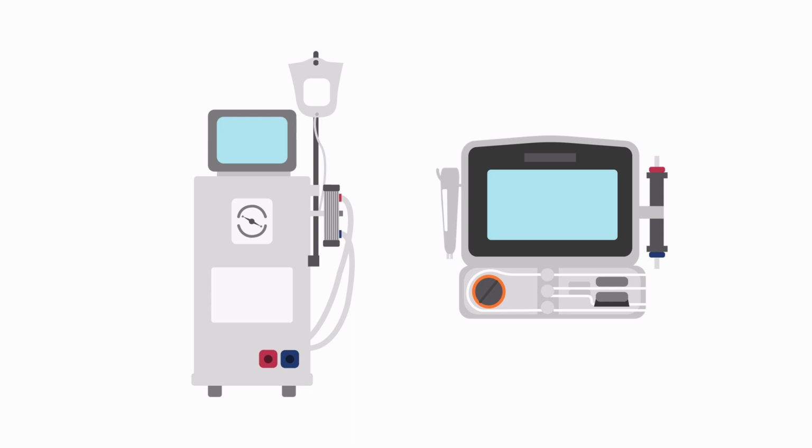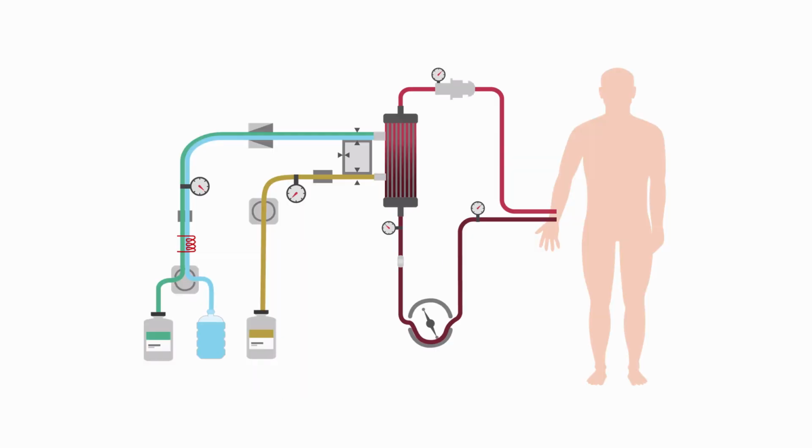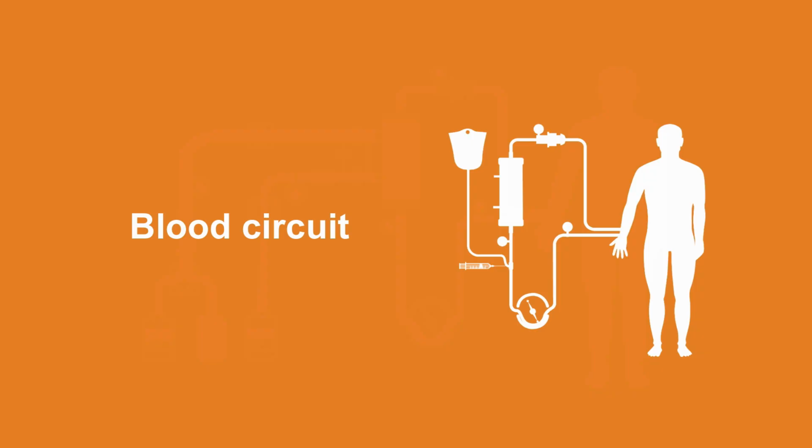Hemodialysis machines are all a little bit different, but they have many similar components. We'll look at the major components of a hemodialysis machine in two categories: the blood circuit and the dialysate circuit. First, let's look at the blood circuit.